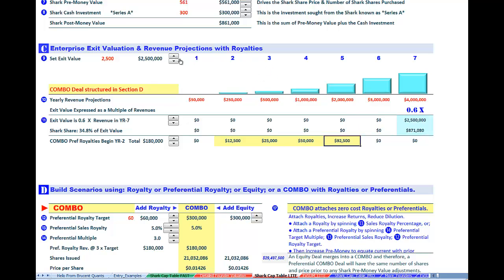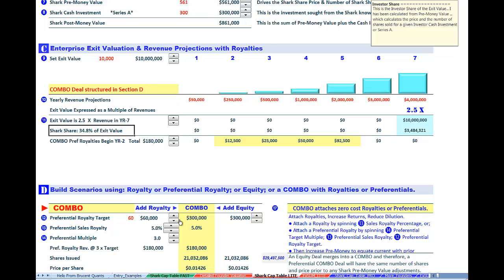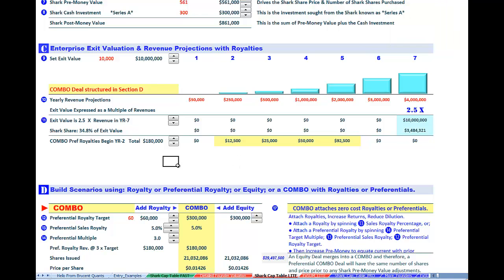Look what happens if we happen to sell this company for a whopping $10 million out here, which is 2.5 times the current revenues. No longer do the preferentials share, and it's just the shark share, which now is down to 34.8 as opposed to 50% when we first got started. Then it went to 40% when we started jiggering a little bit, and now we're down to 34.8, and everybody is happy. So don't forget to use preferential royalties. They are far better than regular royalties, which, by the way, would be continuing throughout.